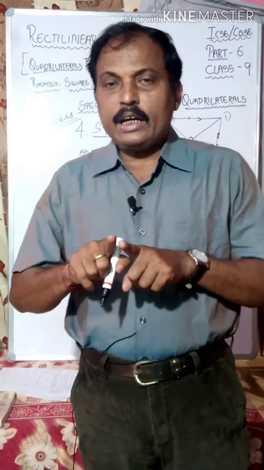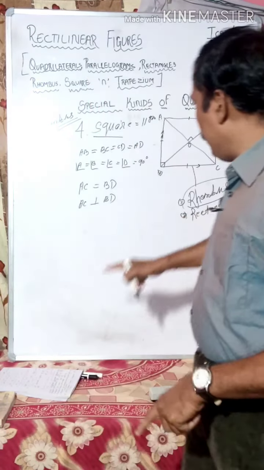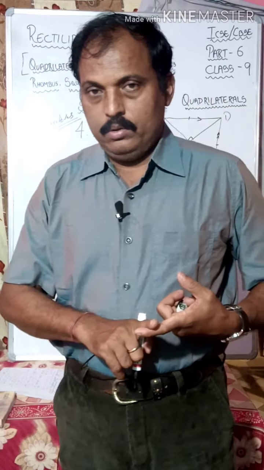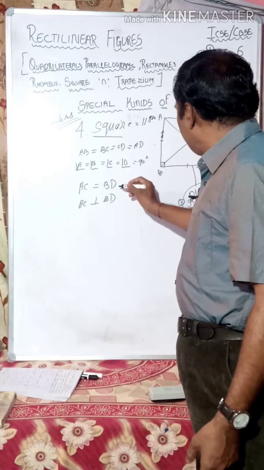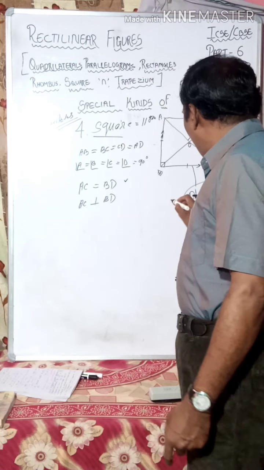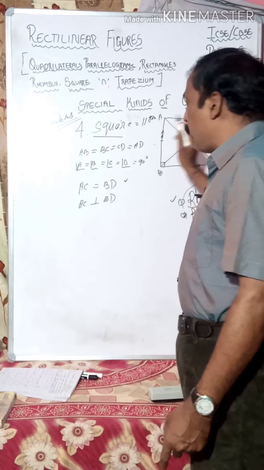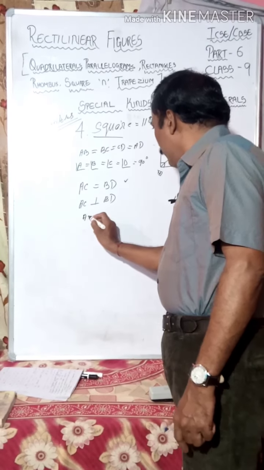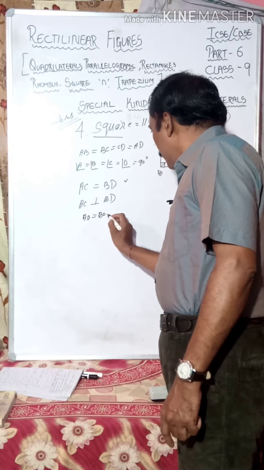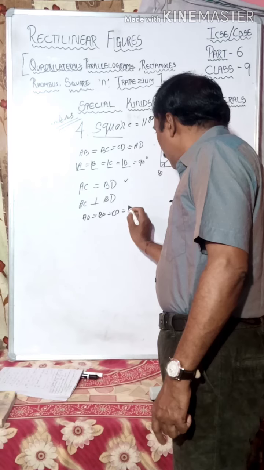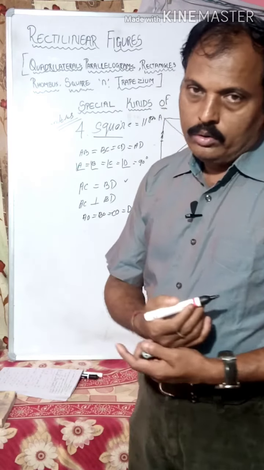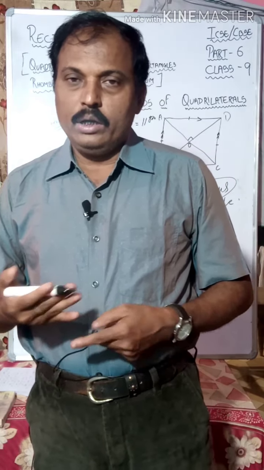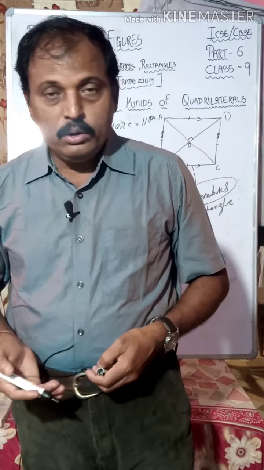In a rhombus, two diagonals are perpendicular to each other, and according to the rectangle definition two diagonals are equal to each other. In the rectangle definition, AC is equal to BD. In the rhombus definition, AC is perpendicular to BD. Then AO is equal to BO is equal to CO is equal to DO. Two diagonals are equal and they bisect at point O.